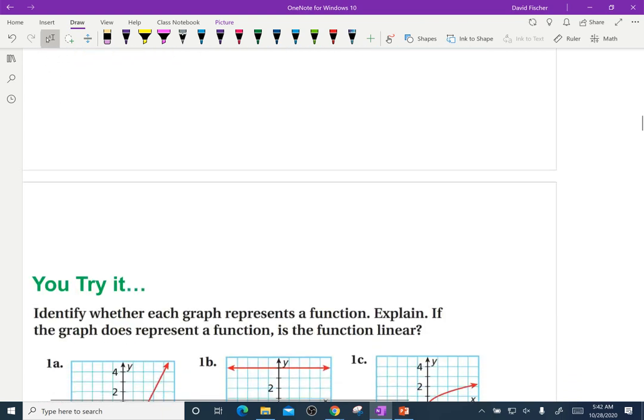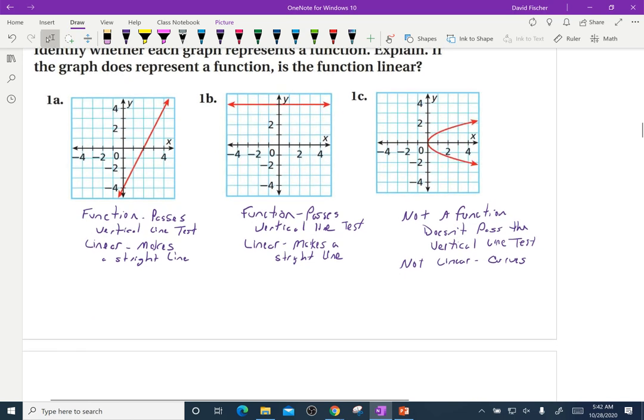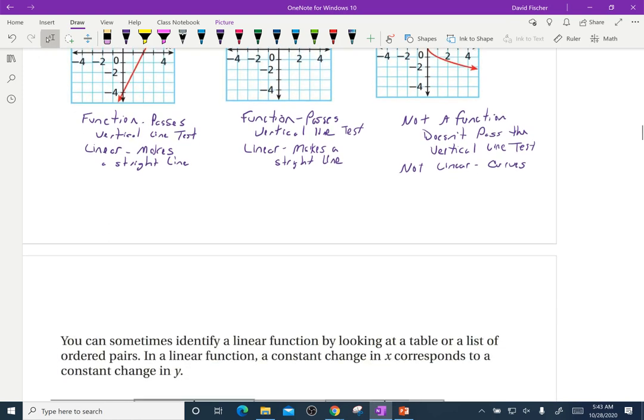Okay, must be done. So I got function for the first one, passes the vertical line test. It is also linear, makes a straight line. B, I got a function as well, passes the vertical line test and makes a straight line, so it's linear. Letter C is not a function, doesn't pass the vertical line test, and not linear because it makes a curved line.